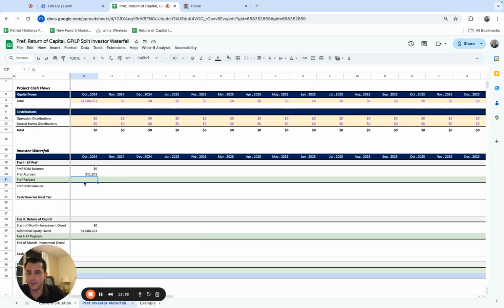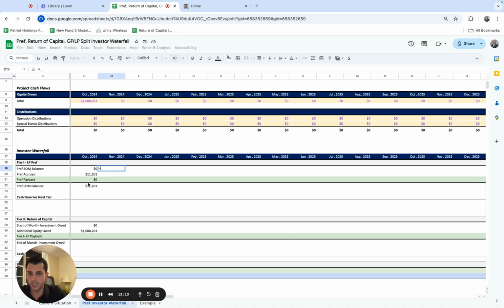And now how do we do the payback? The payback is going to be this cash flow right here. And then the end of month balance is going to be the beginning of the month plus the accrued minus any payback. Okay. So let's go into the next month.